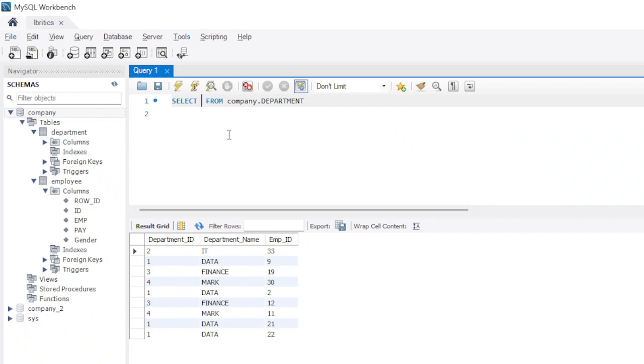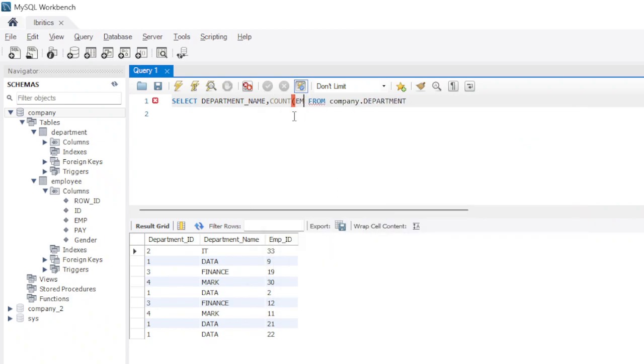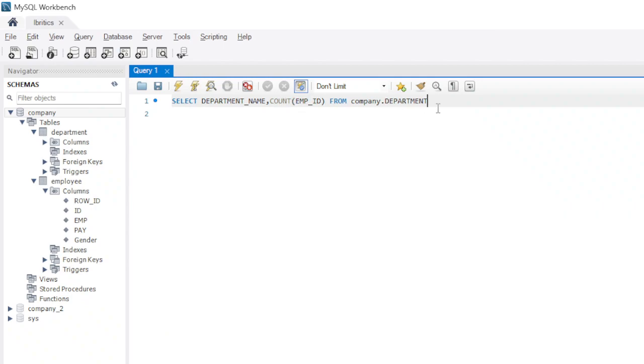The counting, we can do without a problem. We already know how to count observations, we already know aggregate functions. So we are choosing the department name, and we're counting our employee ID from the department table.